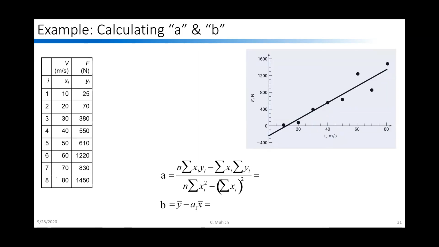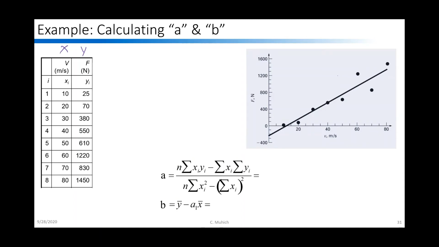I now want to look at an example. Here, I want to see how the velocity of, say, an object correlates with the force that was applied to that object. So here I have my velocity, that's going to be my x, and here I have F, which is going to be y. And I've plotted those terms here in this graph on the right.